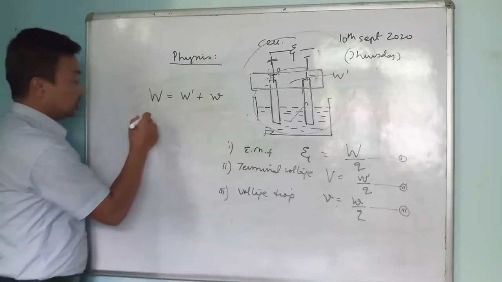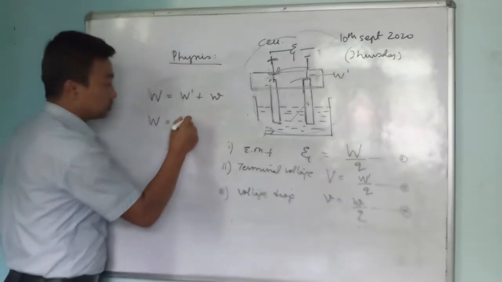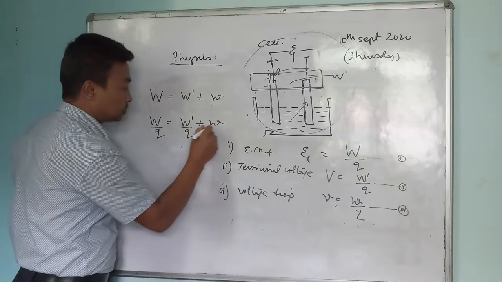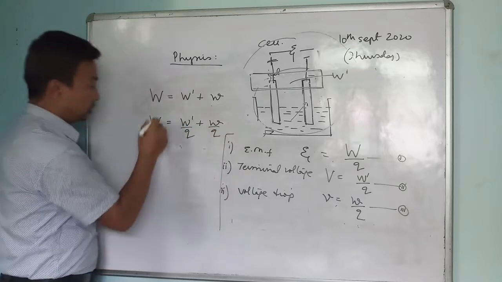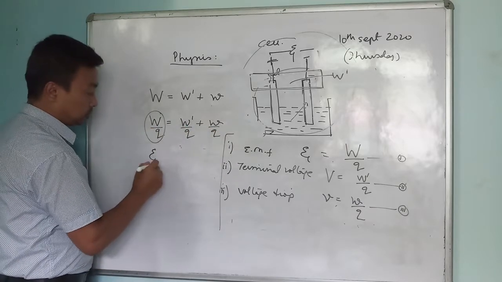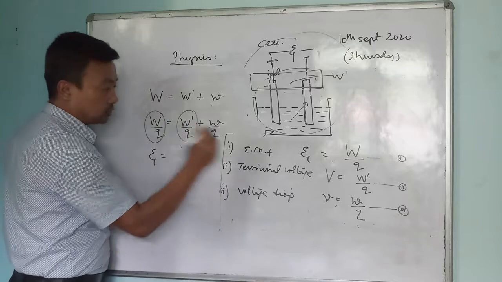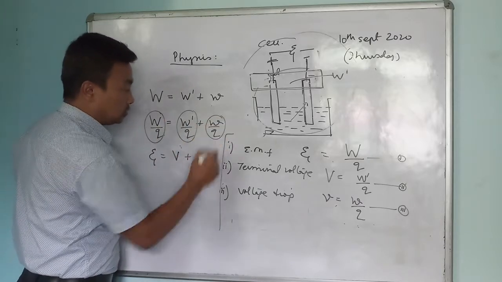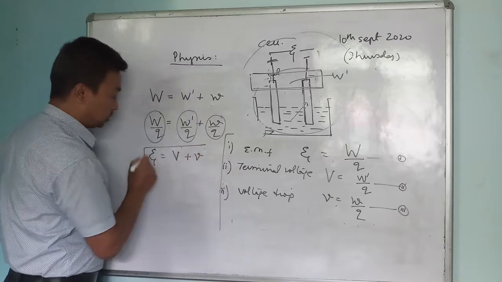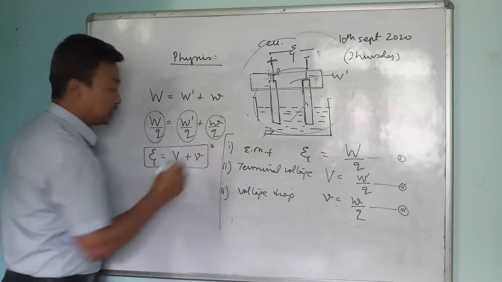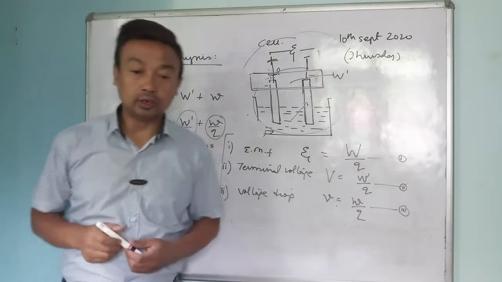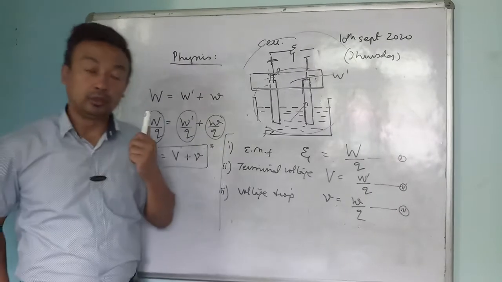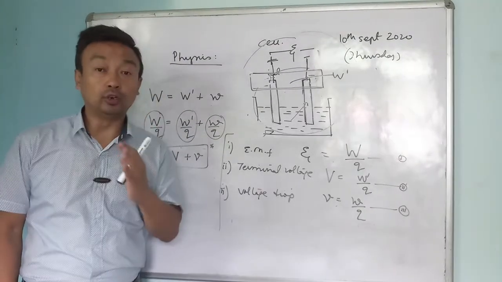So now if I divide both the sides with the charge, the positive charge, what do you get from here? This we know is EMF. This we know, we have just learned, that is the terminal voltage, and this is the voltage drop. So this is the equation or the relation we get. Alright, this is the relation we have between the EMF, the terminal voltage, and the voltage drop.